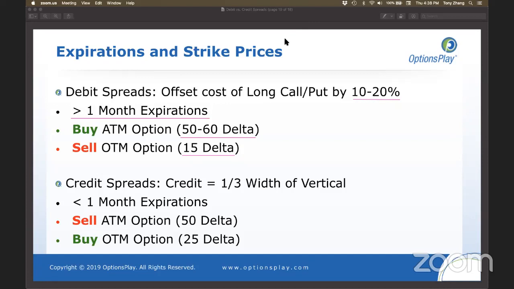On a credit spread, exactly, it's different, because what you're doing is you're trying to receive a credit by selling that at-the-money call or put, but because selling that at-the-money call or put has too much risk, you want to buy that out-of-the-money call or put to cap your risk. So what we find is that when you're selling a call or put, you generally want to sell short-dated options to maximize theta, less than 1 month out.